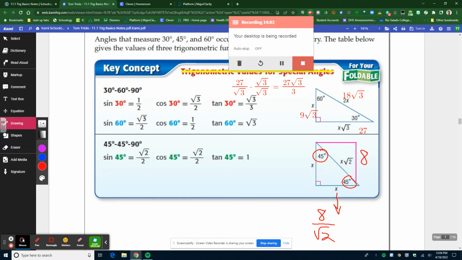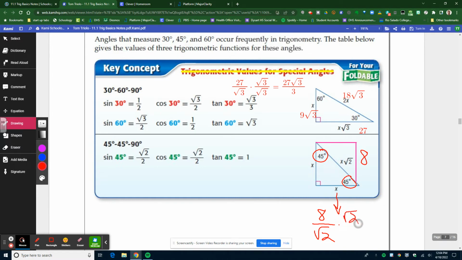They're both the same. Multiplying top and bottom by square root of 2 instead of square root of 3 this time because it's square root of 2. And that's 8 square root of 2 over 2. And 8 square root of 2 over 2 is 4 square root of 2. Okay? Won't get that much more complicated. All right.